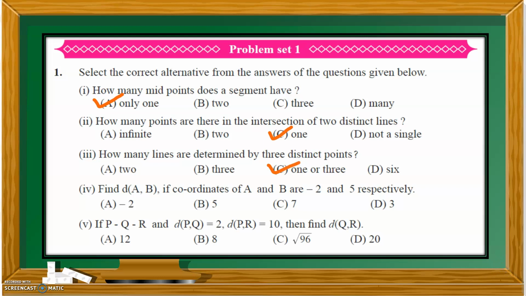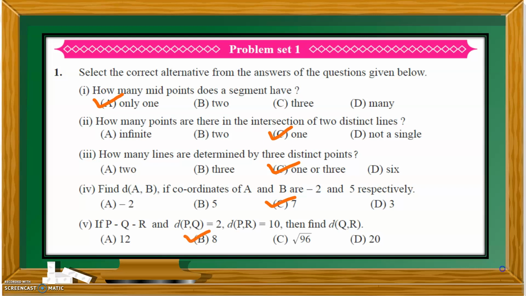Now question number 4, find the distance between A and B if the coordinates of A and B are -2 and 5 respectively. We have learned how to find the distance between 2 points using the formula. When you calculate this, you will get option C as the answer. The next question: if P-Q-R are collinear and the distance between PQ is 2 and the distance between PR is 10, then find the distance between Q and R. On solving, you will get option B as the answer.